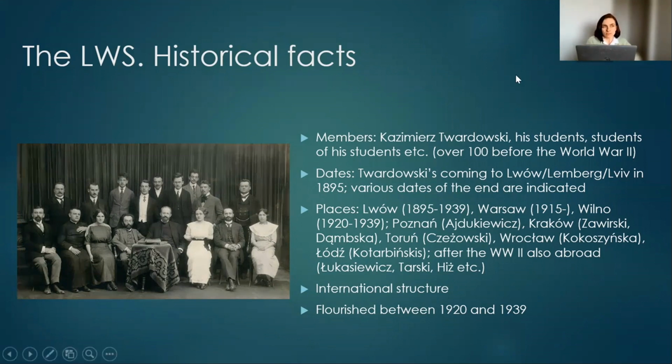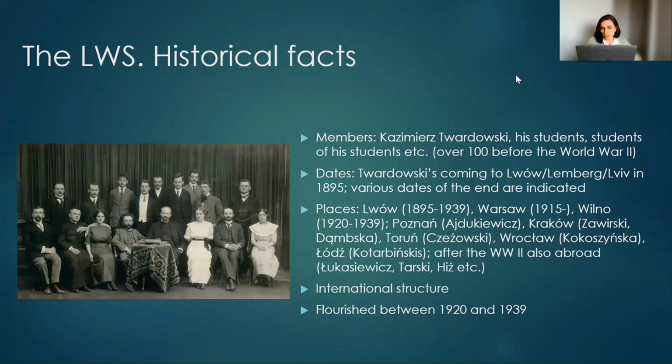So the school was quite a big phenomenon. If we look, for instance, at the Vienna Circle, which is sometimes compared to the school, there were about 15 regular members, and some additional. And in the case of the school, there are about or even over 100 members of the school around 1939. What dates are important in the history of the school?